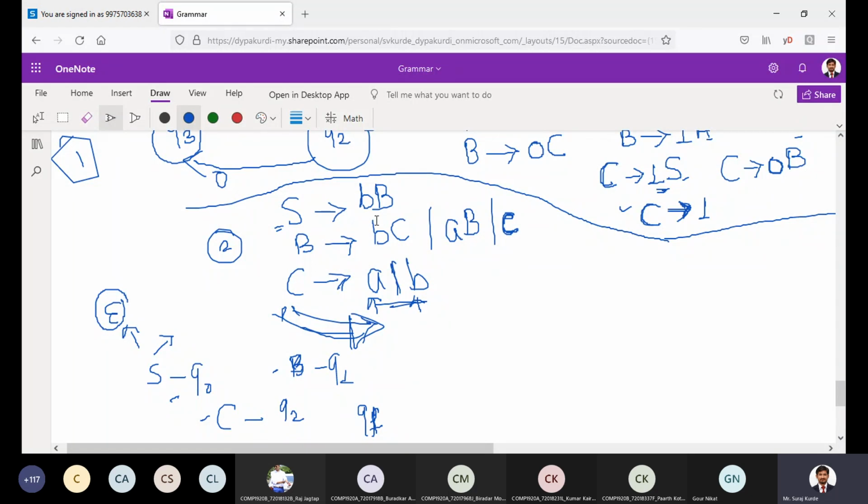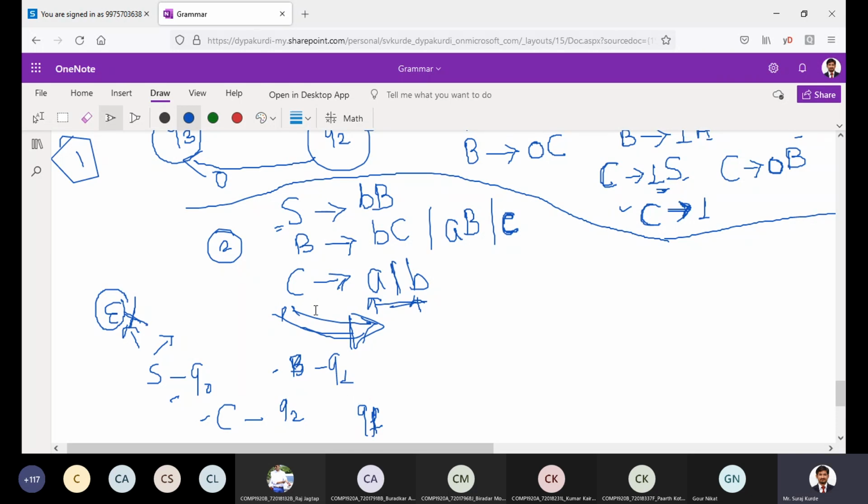But to add final state, first check whether start state produces epsilon. In this case, there is no epsilon production from start state. That means start state is not a final state. We have to apply the conversion rules of DFA to regular expression. Whatever we have seen there, same here we are applying, but in the reverse order. So as there is no production from S to epsilon, S is not a final state. That means another final state is there.